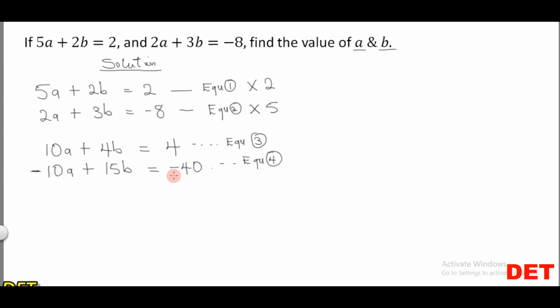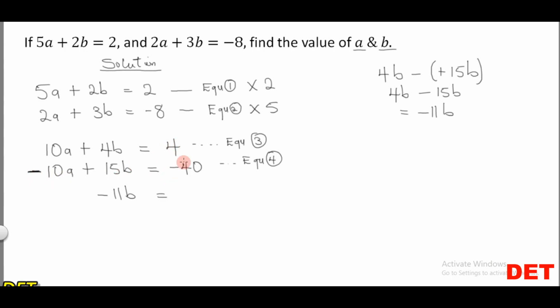This is our equation 4. Subtracting it, I'll put a minus sign here. 10a minus 10a will give me 0, so that is out. 4b minus plus 15b: minus times plus will give you minus, so that will be 4b minus 15b, which is equal to minus 11b.